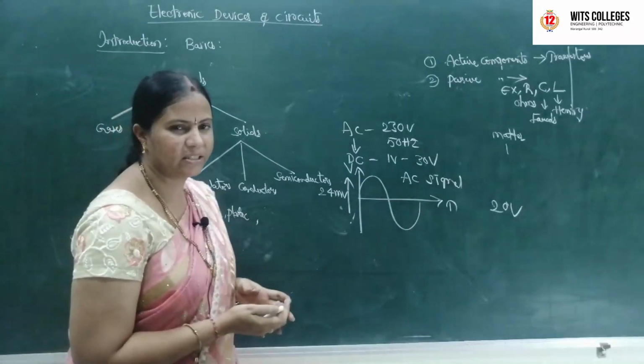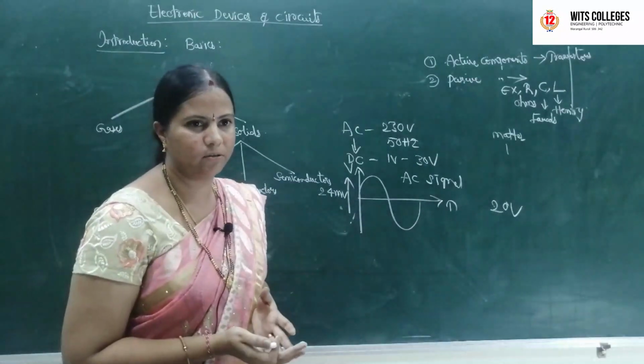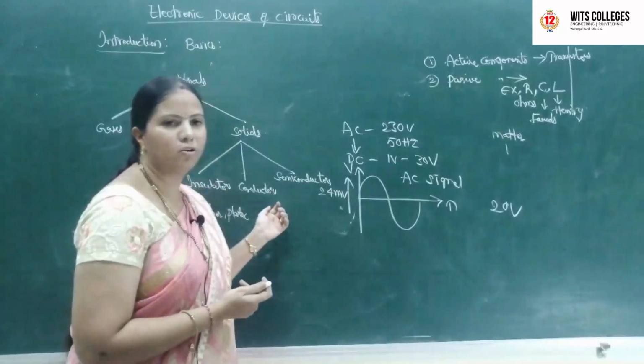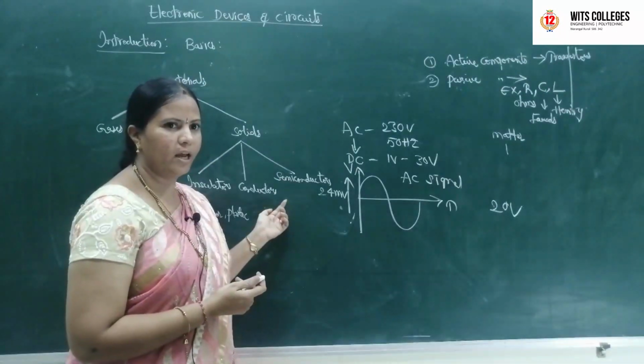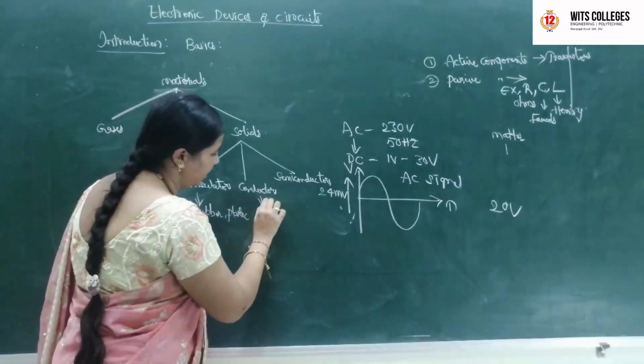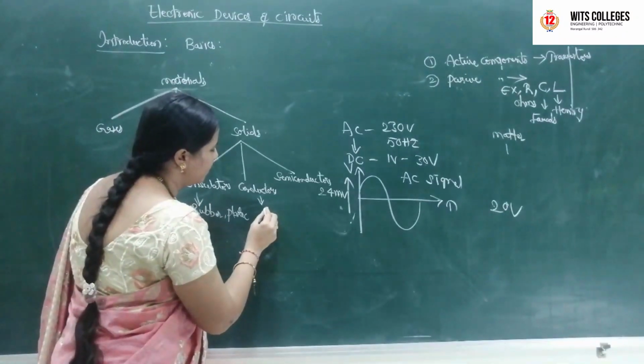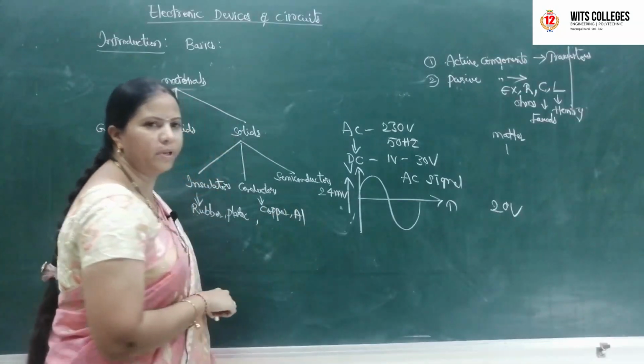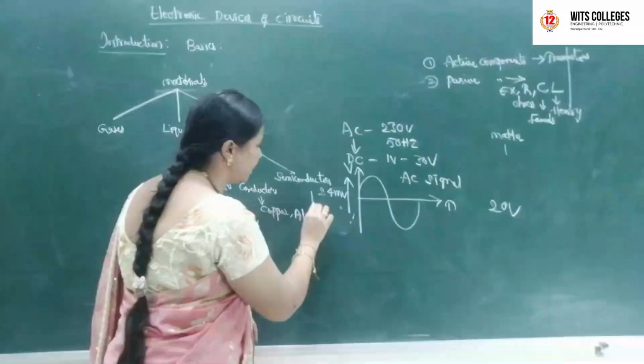Coming to the conductors. Conductors are those substances which can flow the current. Current flows in conductors. Okay? Examples of conductors are like copper, aluminium, like this.